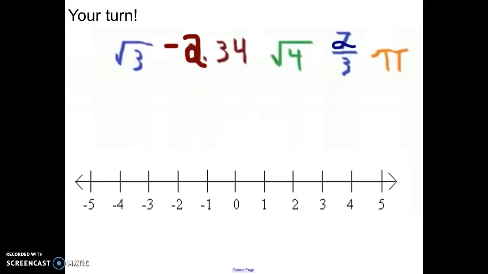Your turn. Graph these 5 different numbers on the number line. Pause your video at this point and give it a try.